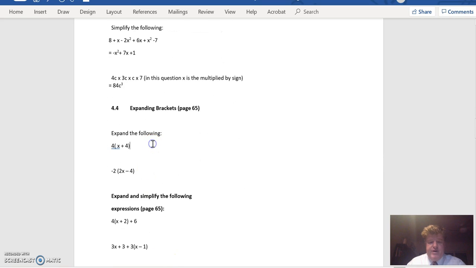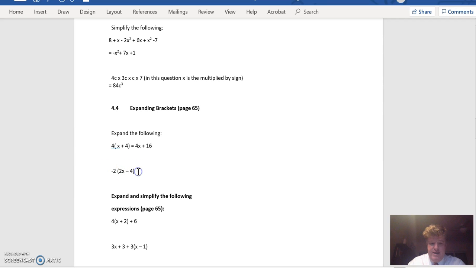Now we come to some of our algebra, which is around expanding brackets. In this case, we're going to multiply 4 by x and 4 by 4. So 4 times x is 4x, plus 4 times 4 is 16. So our pattern is that we multiply the outside of the bracket by the first and then by the second, keeping in account that we have to think about what our signs are. It's all positive here, so that's not too bad. It gets a little trickier in the next one.